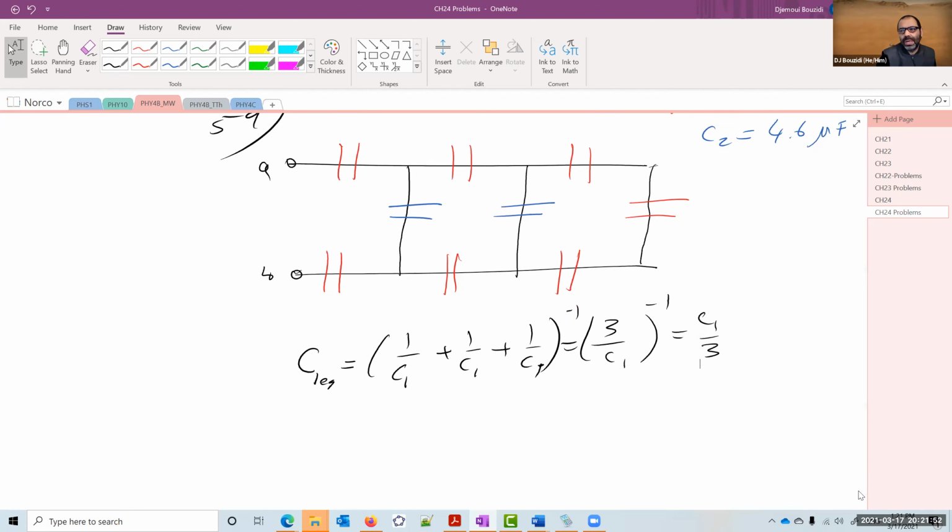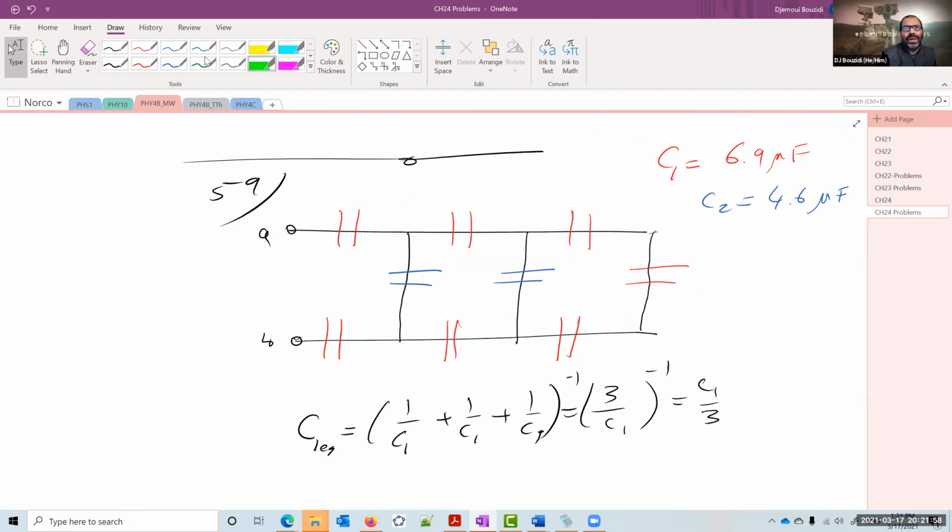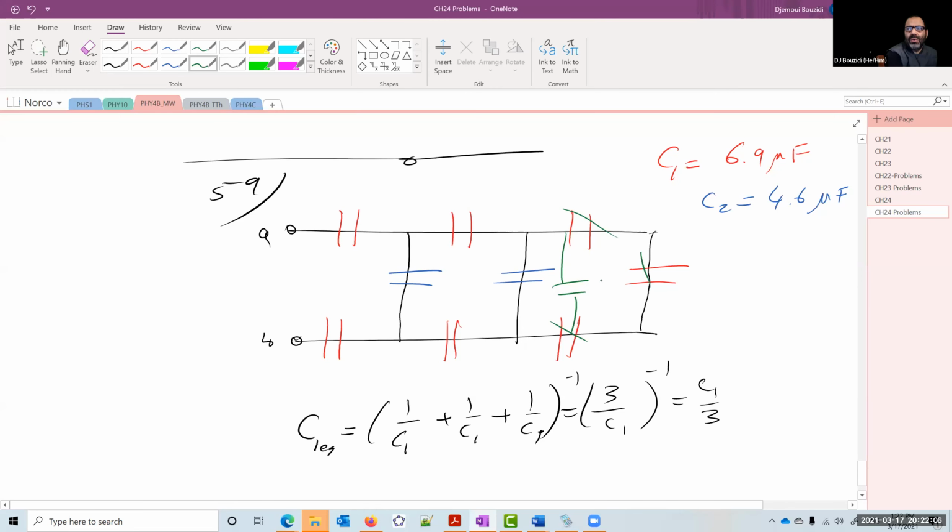So this is what the situation looks like now. I don't have these three anymore, but rather I have another capacitance, which is just this one, equal to 6.9 divided by 3, which is 2.3 microfarads. Don't forget, this is 4.6. Now 4.6 and 2.3, that is 6.9. Isn't that nice? 2.3 plus the blue capacitance, which is 4.6, is actually 6.9.